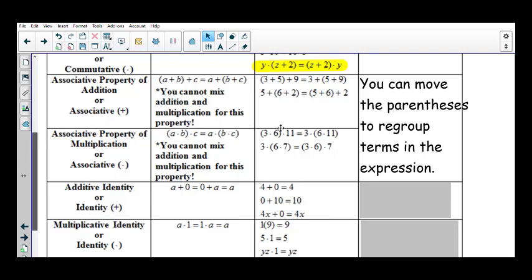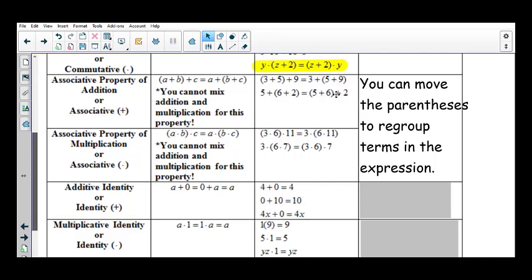I've got a couple of examples here. Again, you're going to notice the parentheses change from being around 3 times 6 to being around 6 times 11. The same way up here, the parentheses shifted from around 6 plus 2 to around 5 plus 6. Again, the parentheses move their position. So we are regrouping terms in the expression, but leaving the order the same.